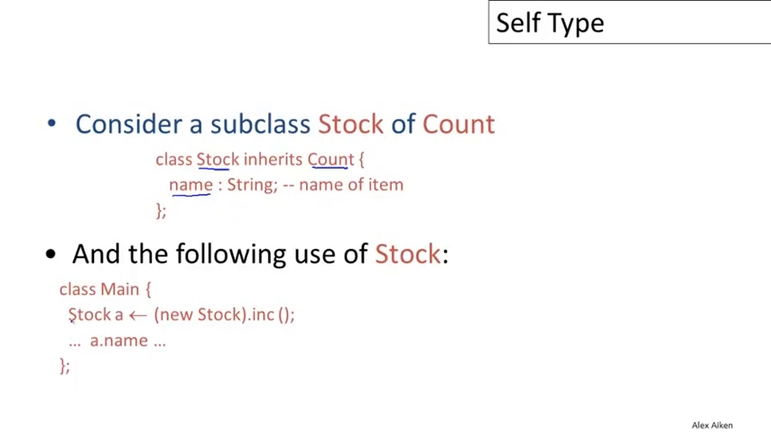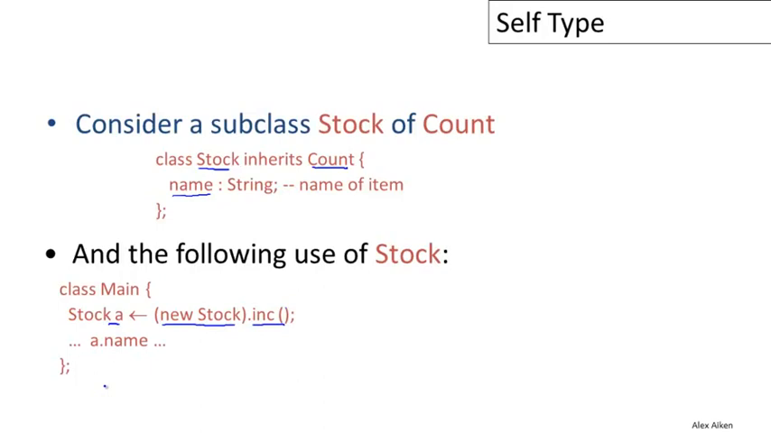And now down here, we can actually use this. We can allocate a new Stock object. So we create a new object, we increment it to indicate that we have one thing in stock, and then we assign it to some variable that we've declared of type Stock. And then later on, we can use this A object as we like.